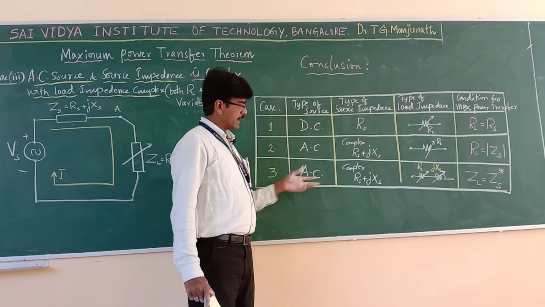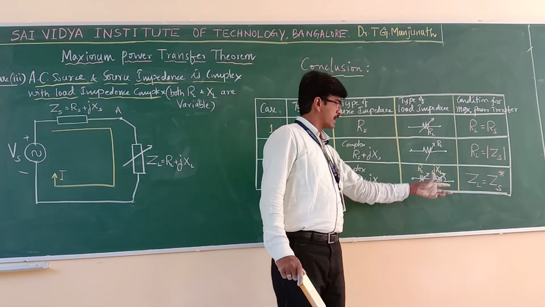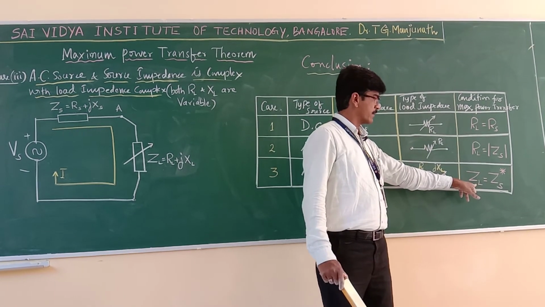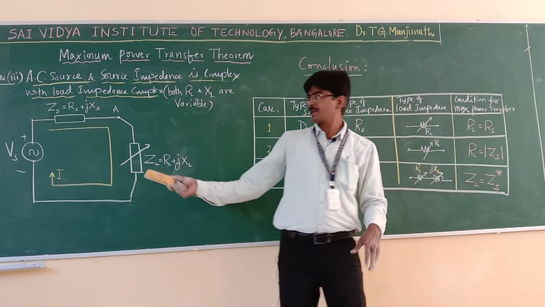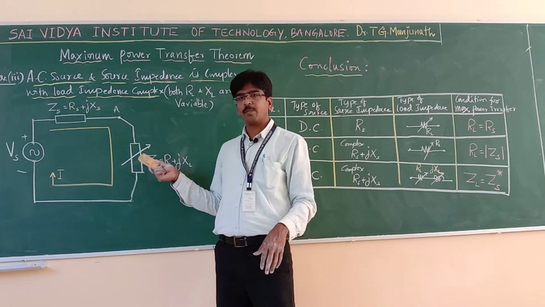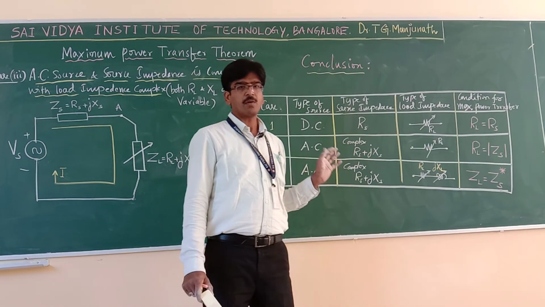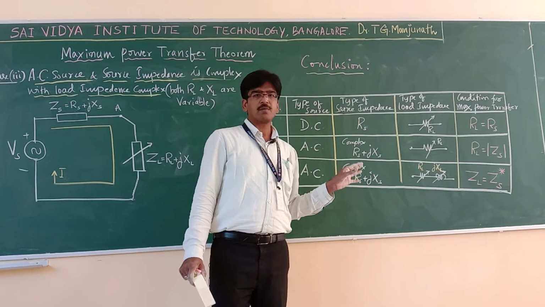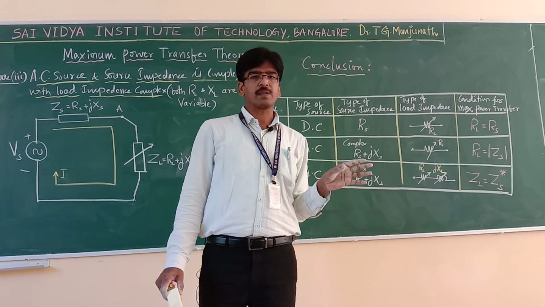Case 3, keeping the AC source same, I have changed the load to complex. Then the condition for maximum power transfer is ZL must be equal to ZS conjugate, that is case 3. The value of load impedance should be equal to the complex conjugate of source impedance. Okay. So, these conditions we are going to apply to solve the problems on maximum power transfer theorem.